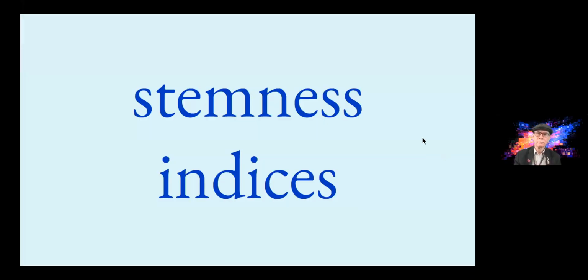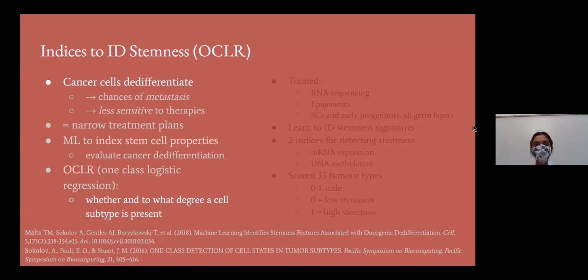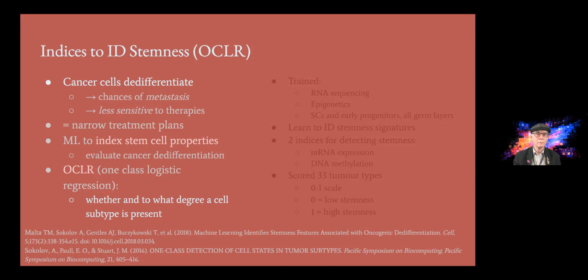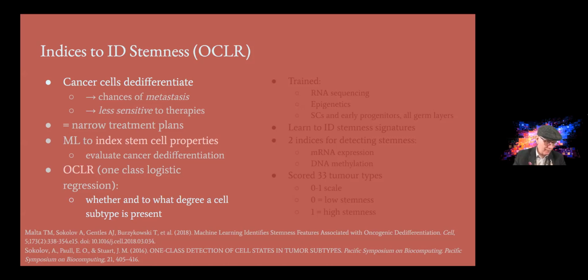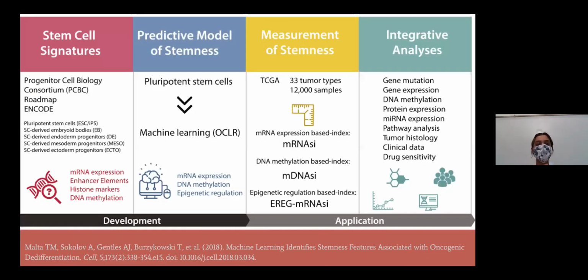The first paper was looking at stemness indices in use for cancer. Cancer cells can de-differentiate and attain more stem-like character. The problem with this is that the more stem-like cancer cells are, the more likely they are to metastasize and move to other parts of the body. And usually, the more stem-like they are, the less receptive they are to available therapies. In this paper, they used a machine learning algorithm called one-class logistic regression that can not classify, but score cell type identities. They trained the program on a lot of stem data, so stem cells and a lot of early progenitor cells from each of the 3 germ layers.